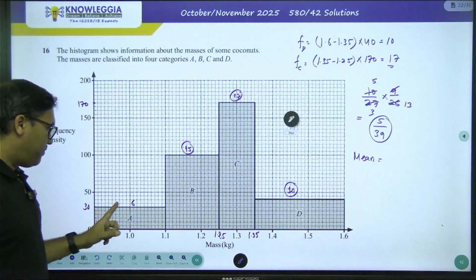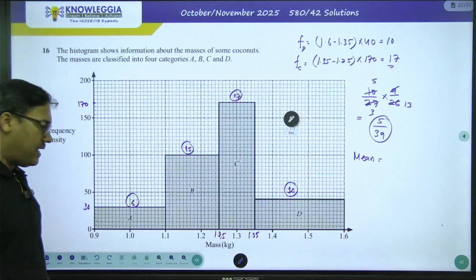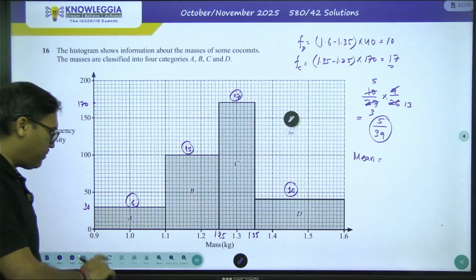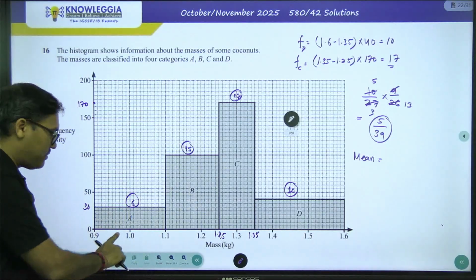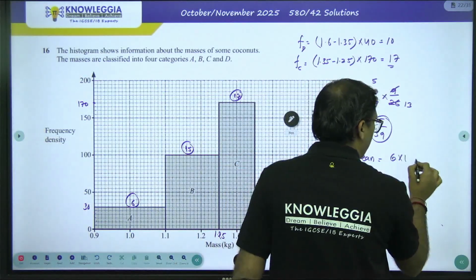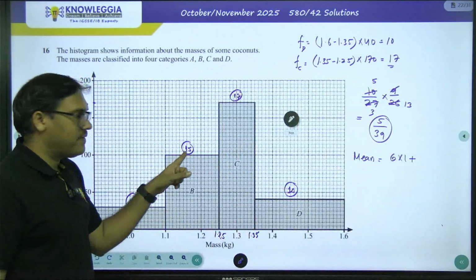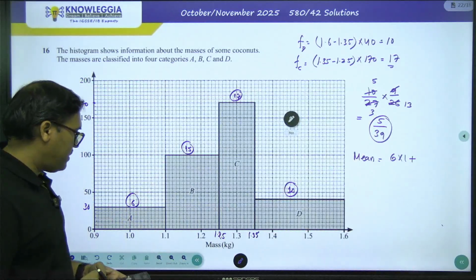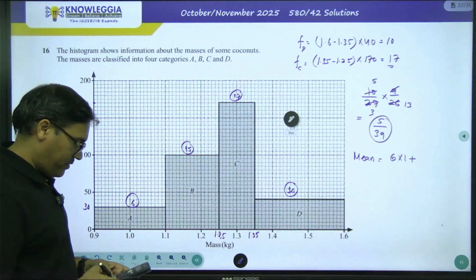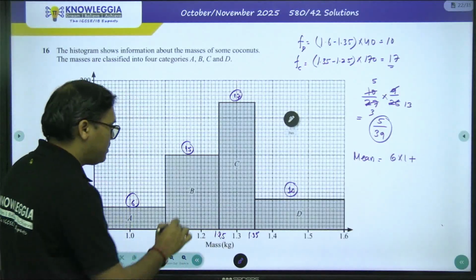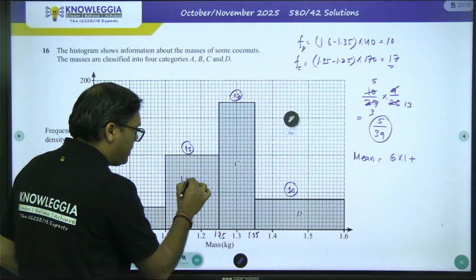So the mean frequency is 6 and the class interval is 0.9 to 1.1. So what is the midpoint of 0.9 and 1.1? You can see this is 1. So this is 6 into 1 plus, what is the frequency here? 15. What is the midpoint of these two? 1.1 plus 1.25 divided by 2 is 1.175. So the midpoint is 1.175.